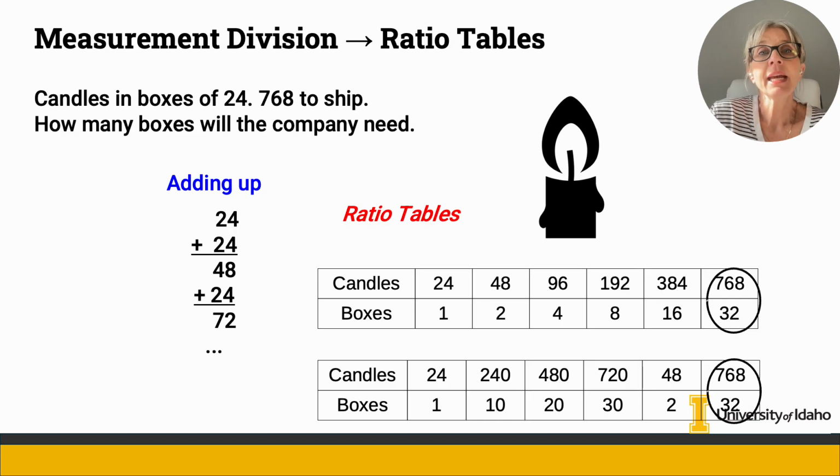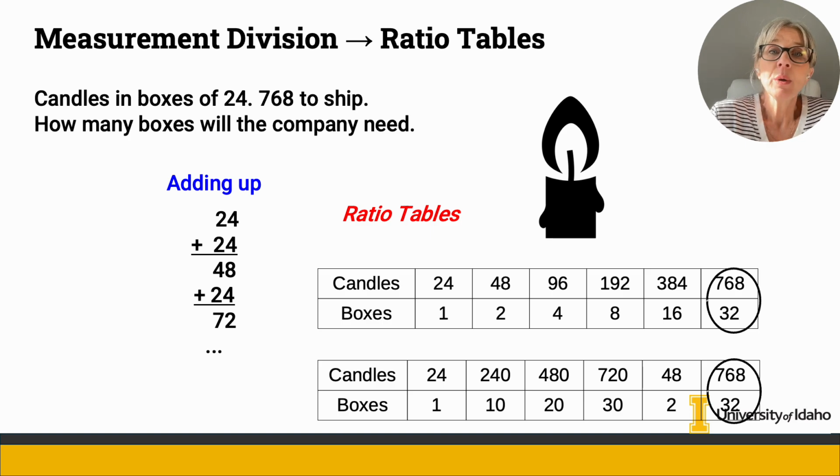The candle factory problem has kind of a rate idea. We are looking at boxes of candles, each of which has 24 candles, and we need to get 768 candles. Students will sometimes just add a bunch of 24s until they get to the desired total of 768. From the multiplication module, we know this kind of strategy can be turned into a ratio table. Take a moment to compare these two ratio tables and how they reach the answer. Pause here to study and then press play when you're ready to move on.